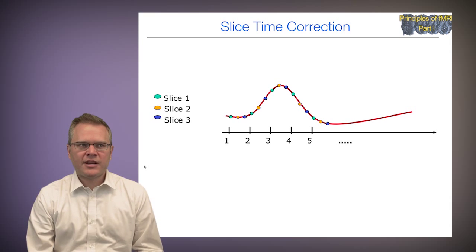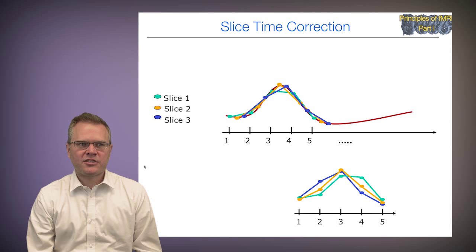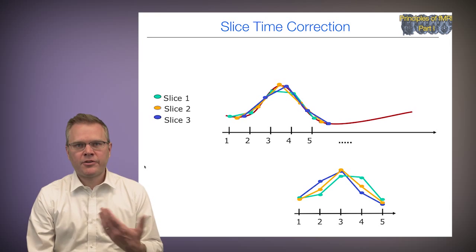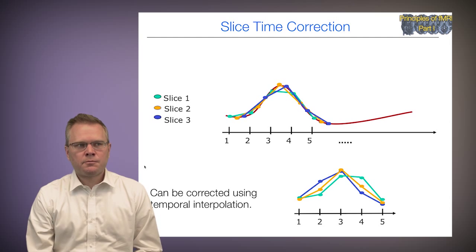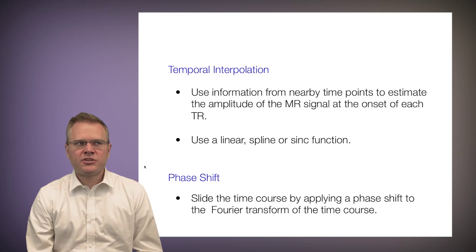If we extract a time course from slice 1, slice 2, and slice 3, and we don't correct for slice timing, they're going to look quite different even though they come from the same underlying signal. This is something that we want to guard against and correct for. This can be corrected using temporal interpolation and other methods.